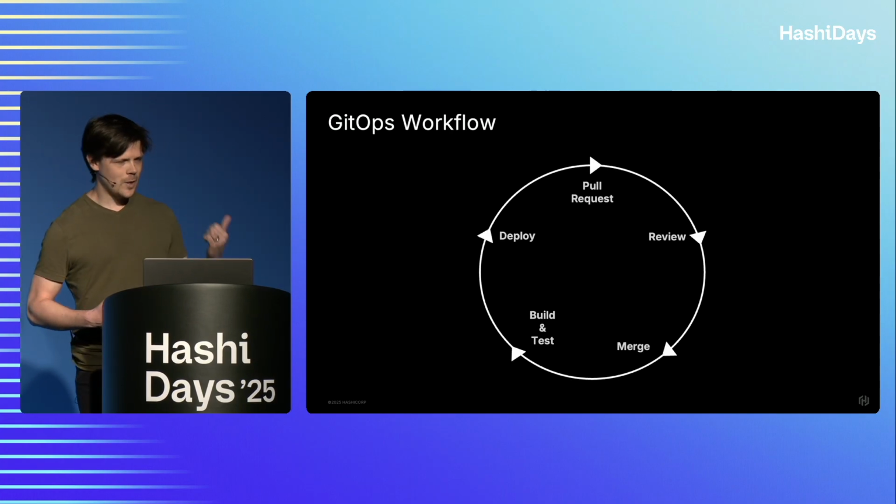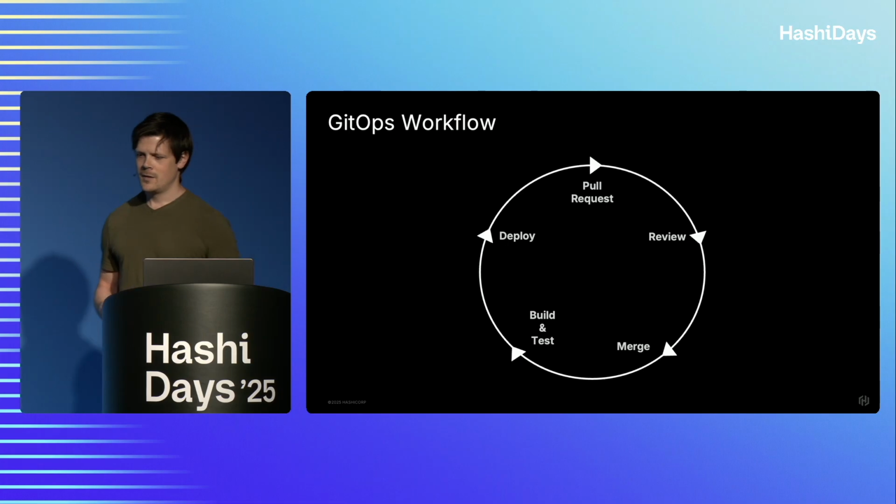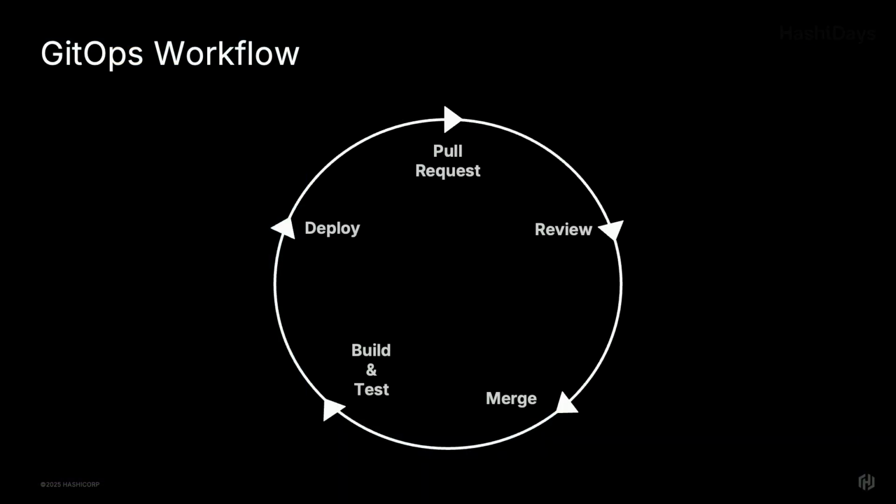And that workflow probably looks pretty familiar. You can open up a pull request, you can do a code review, make sure everyone agrees, everyone's on board. You merge that pull request, and then that's where the automation kicks in to build it, to test it, to deploy it.